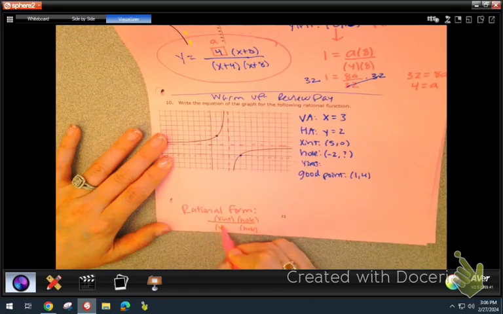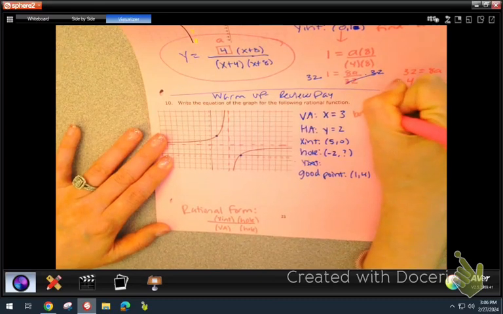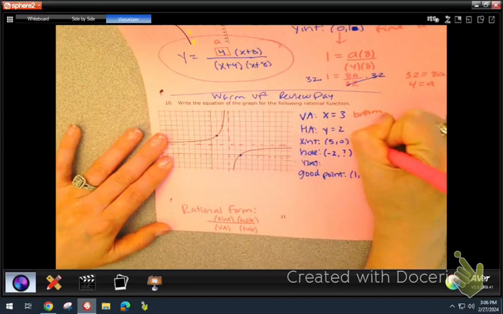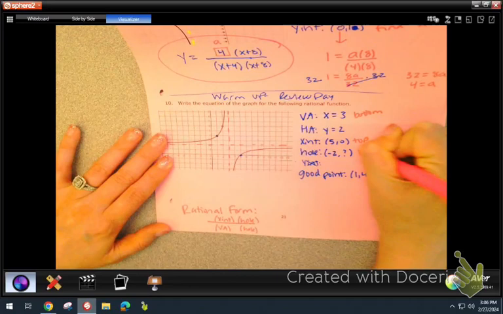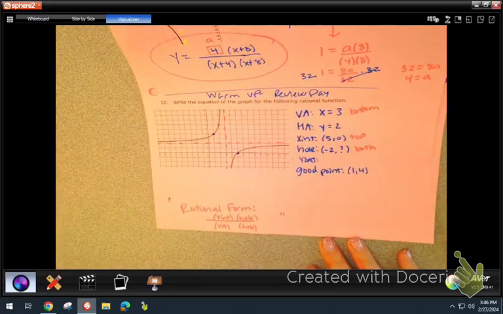And a vertical asymptote is a factor in the bottom. I'm going to write bottom right here, top right here, and both. These are the only actual things that would give you possible factors. Now, we need to know what our HA and our good point are in order to confirm that everything is done correctly.